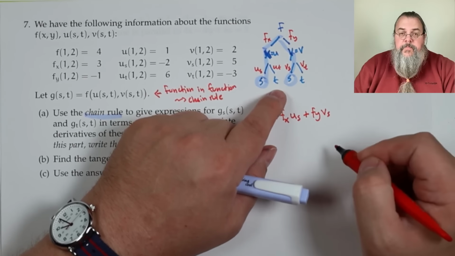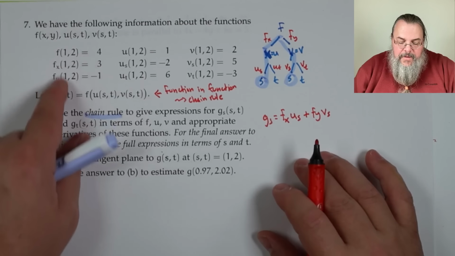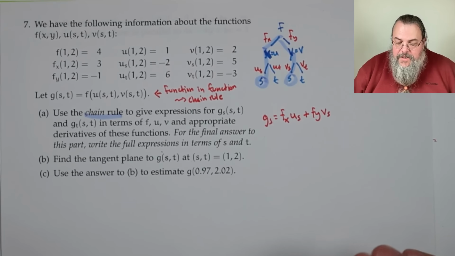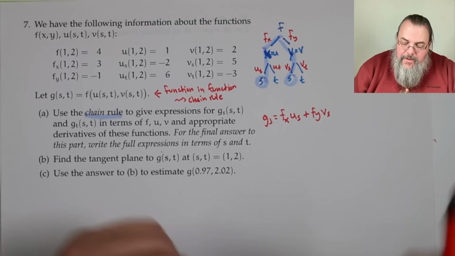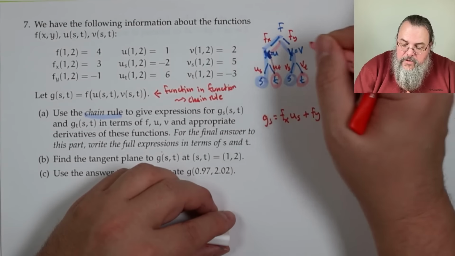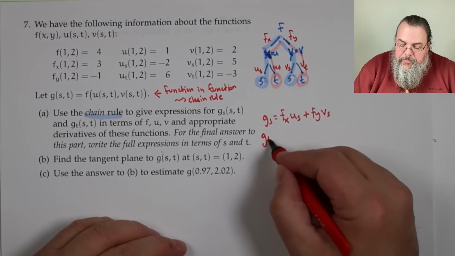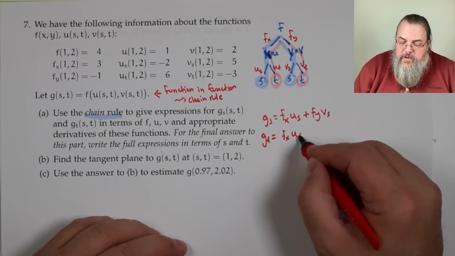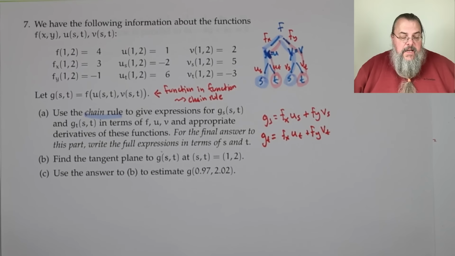v_s. Now, in the interest of full disclosure, I should have made this a u and a v, made that a u and a v. I apologize for any confusion, but the spirit of it is here. Okay, now that's g_s. Do the same thing, but for t. Okay, there's 2 t's, so we have 2 paths down. So g_t is, well, we have our f_x, and our u_t, and our f_y, and our v_t.